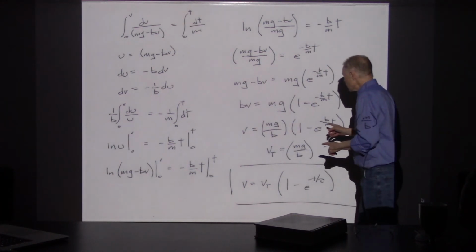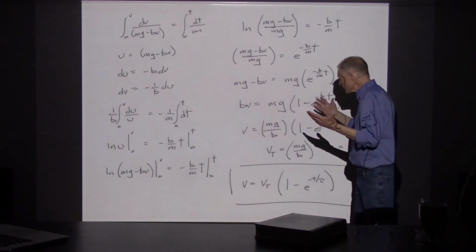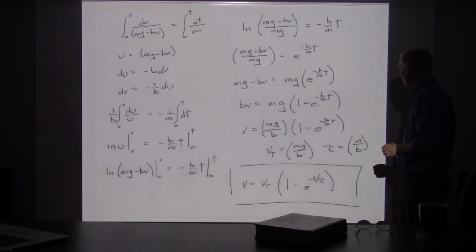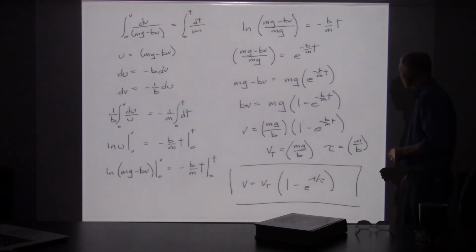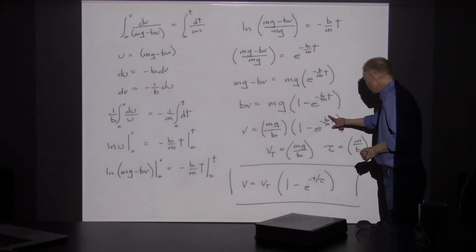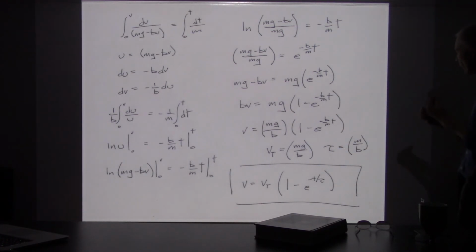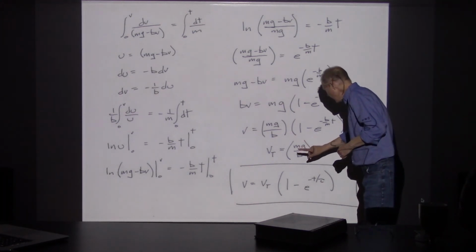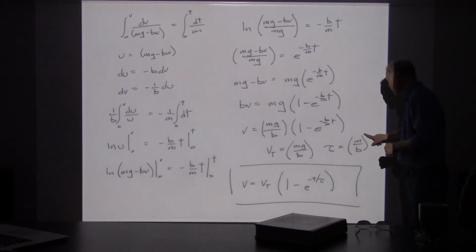But what we can do now is identify mg over b. Well, that was our terminal velocity that we showed from the diagrams on the previous slide. And the time constant that we came up with looks to be m over b. So that's the form that we said we could write this in, where vt is the terminal velocity, and that depends on m and b, the resistive force constant, and the time constant depends on m over b.